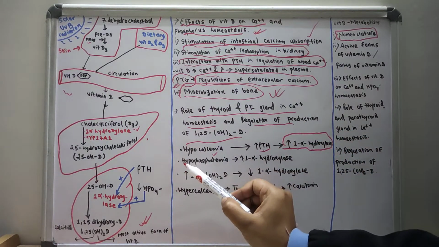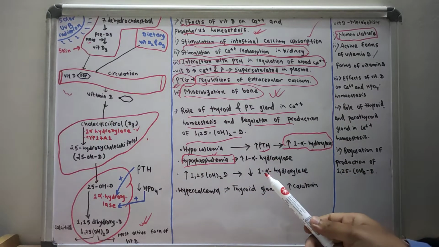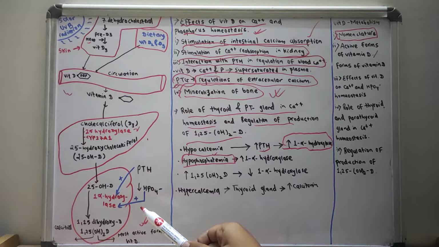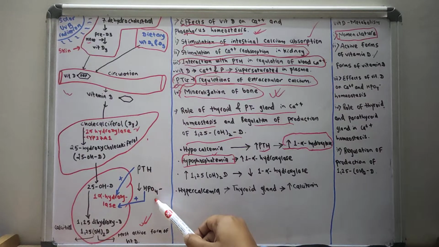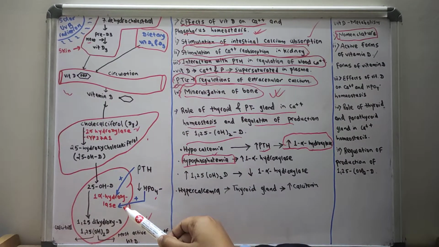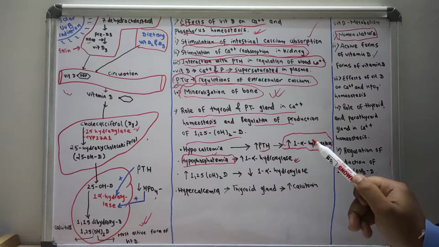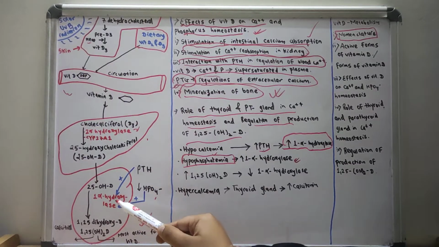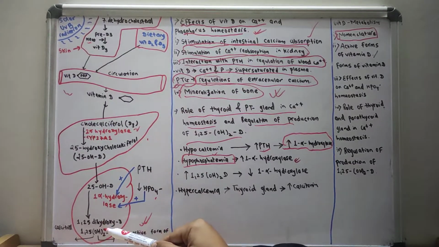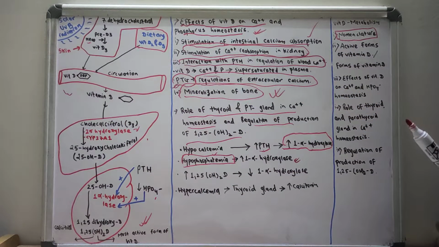Now let us suppose there is hypophosphatemia. Hypophosphatemia directly stimulates the 1-alpha hydroxylase enzyme. When there is hypophosphatemia, the 1-alpha hydroxylase enzyme activity will automatically increase. So if the activity of the 1-alpha hydroxylase enzyme is increased, then there will be automatically increased production of calcitriol, and the effects are seen accordingly.